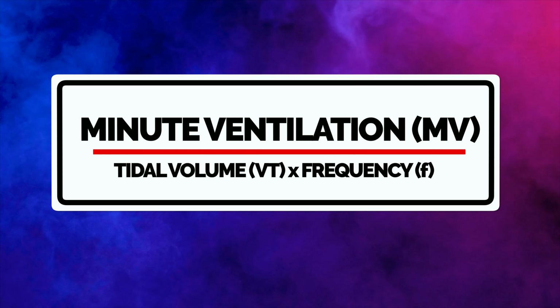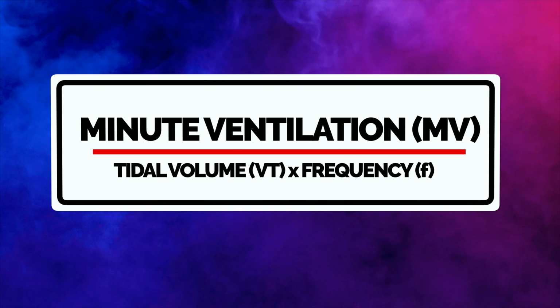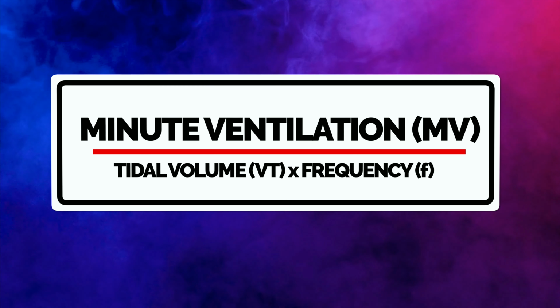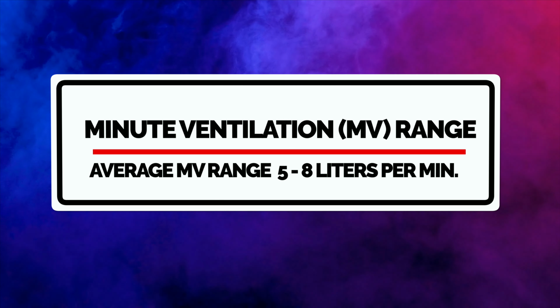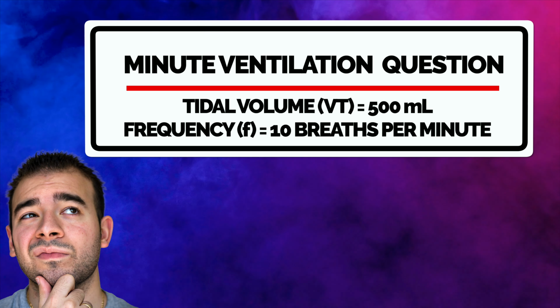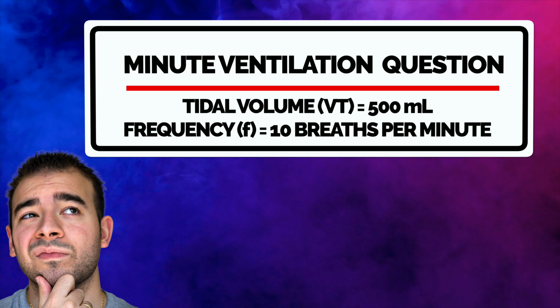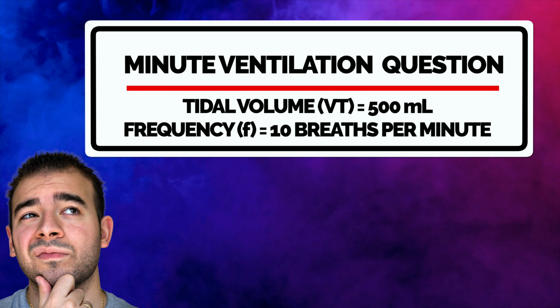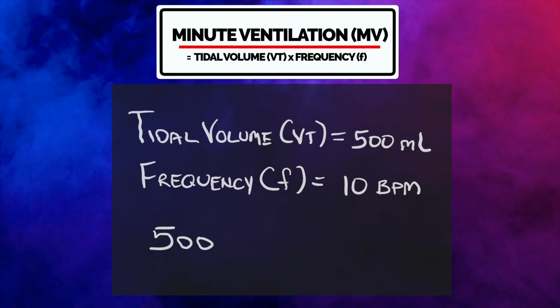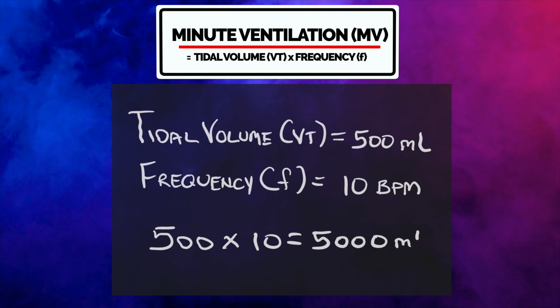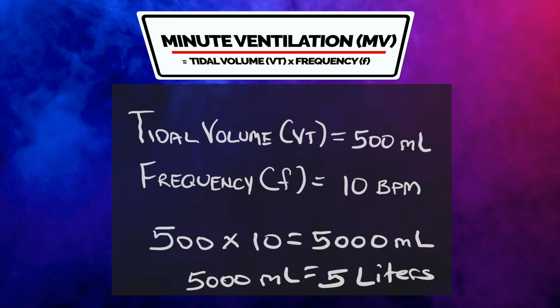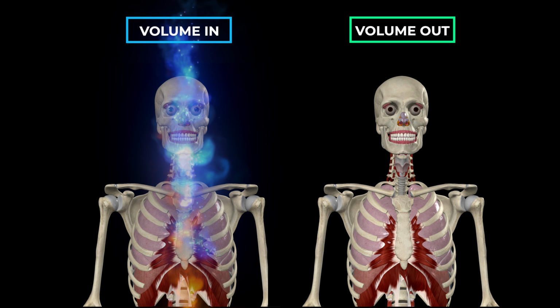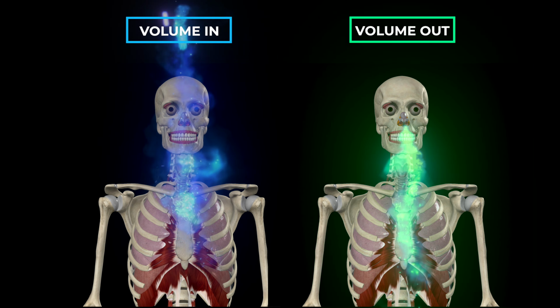Minute ventilation, often called minute volume, equals tidal volume times frequency or breaths per minute. The average minute ventilation range is between 5 and 8 liters per minute. What is the minute ventilation if the patient has a set tidal volume of 500 milliliters and a frequency of 10 breaths per minute? With a tidal volume of 500 milliliters and a ventilation frequency of 10 breaths, the minute ventilation equals 5 liters.